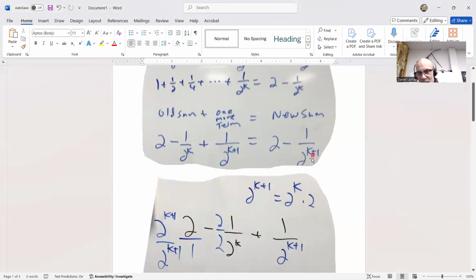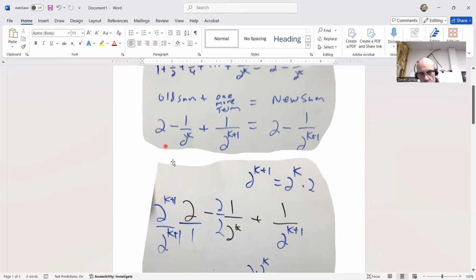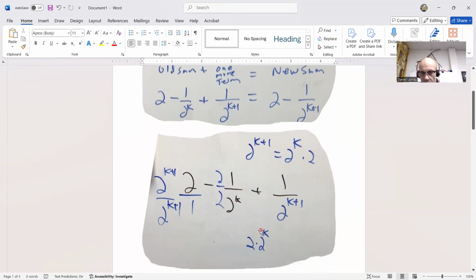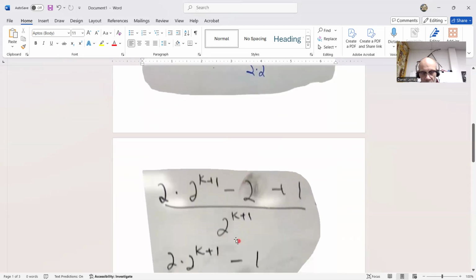What I did is I noticed that 2 raised to k plus 1 is the same as 2 to the k times 2 to the 1. Remember, you add exponents when you multiply like bases. So then I was looking at all of them, and I said, okay, I want to get a common denominator. So it needs the whole 2 to the k plus 1. This one has 2 to the k. It just needs to be multiplied by 2 to get the k plus 1, right? And then this one's all set. It's got the denominator. So then this is what I ended up with.